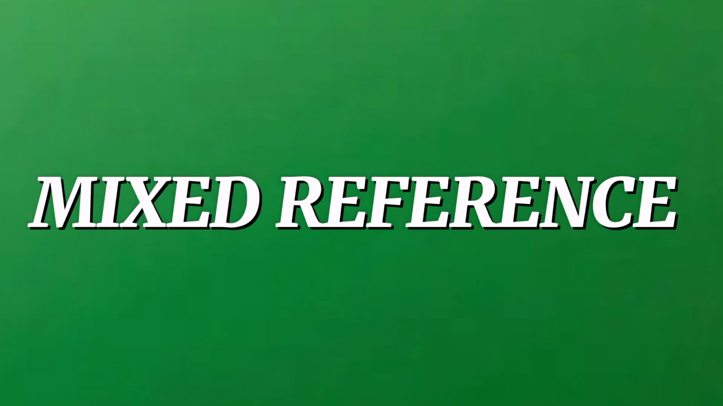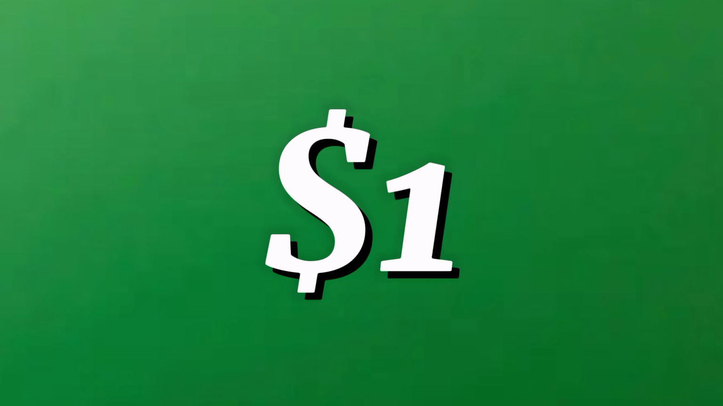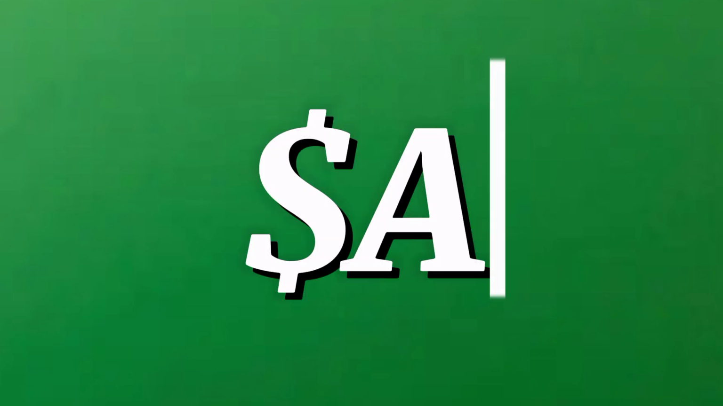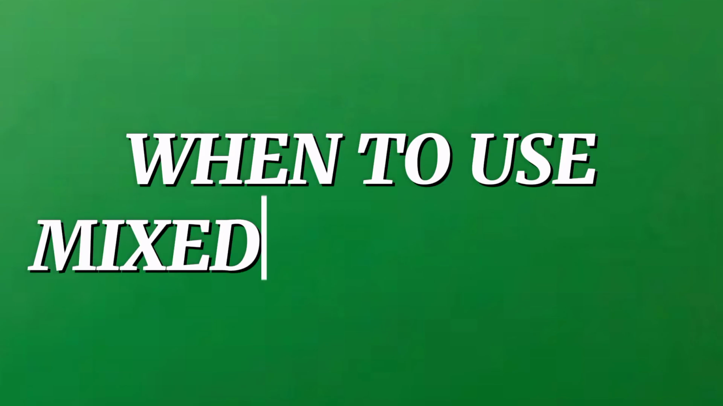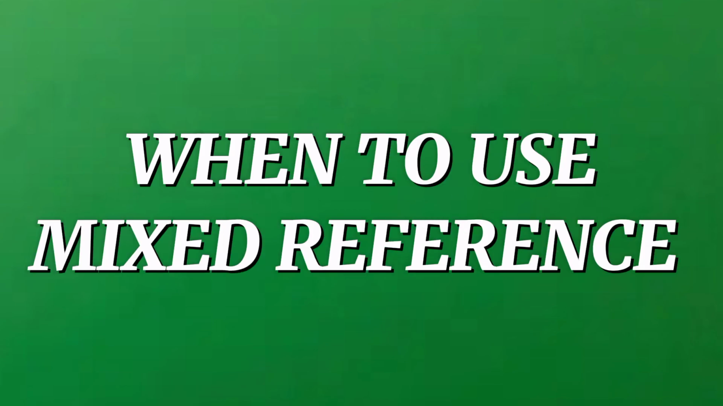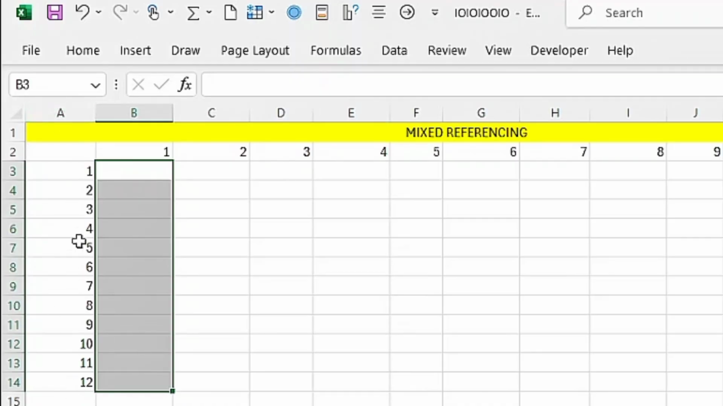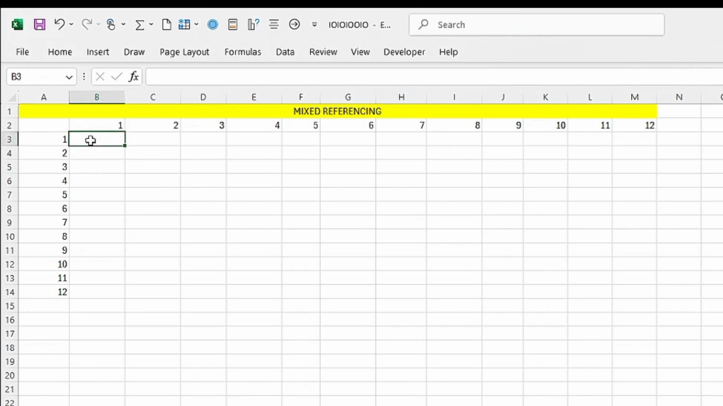The last type of reference we have is the mixed reference. This is where you put a $ sign either before the number or before the column. Now when do you use mixed reference? You use mixed reference when you want a particular cell to multiply a row, just like in a matrix format. Like in this matrix format, I can use the mixed reference. Alright, so let's begin with this one now. So what do I want? I want what is in cell A3 to multiply what is in cell B2, what is in cell A3 to multiply C2, all through to M2.